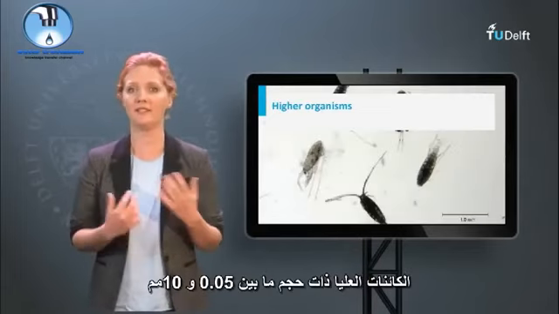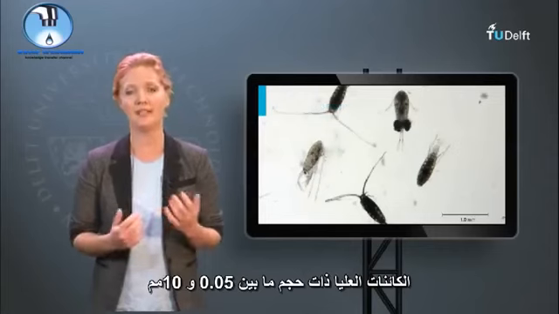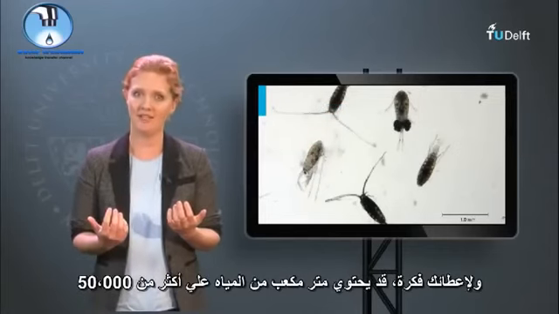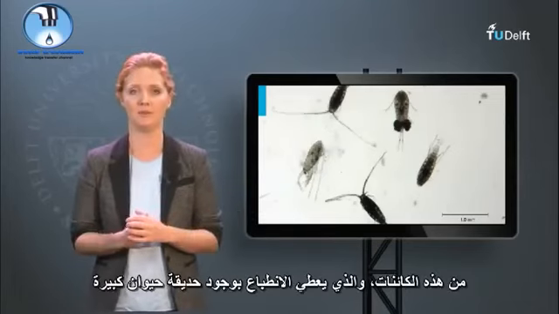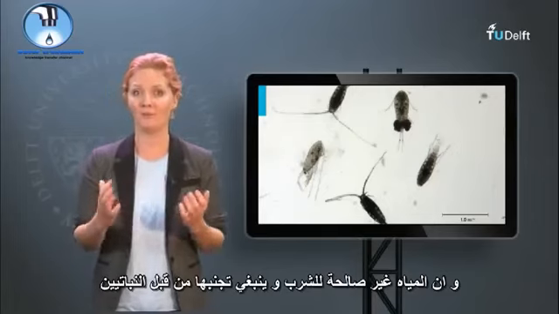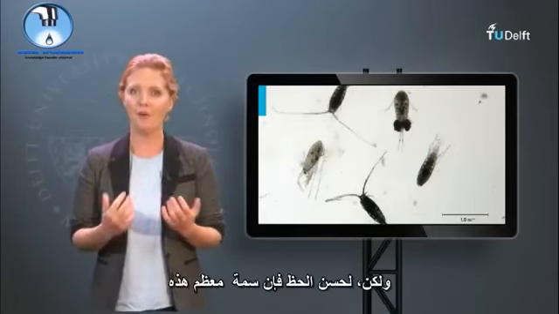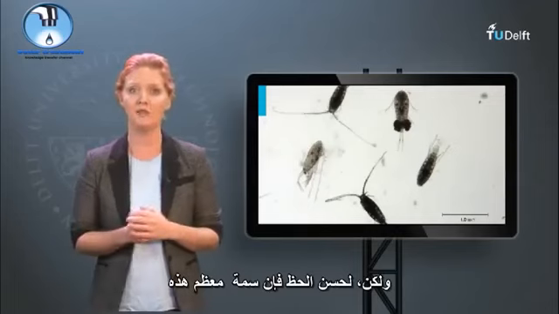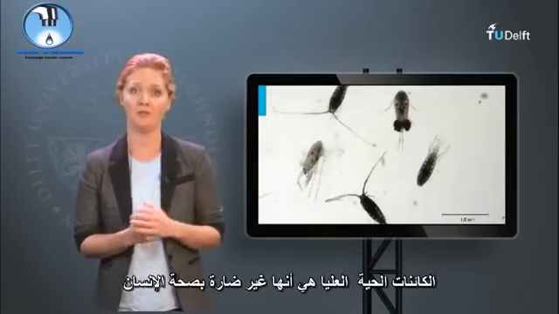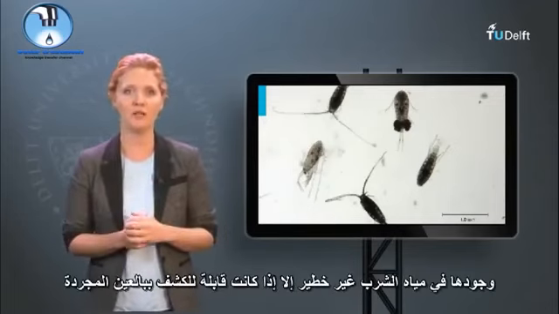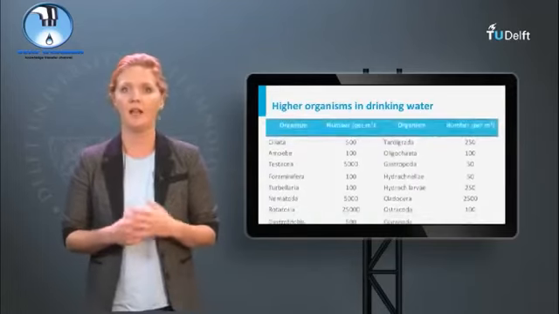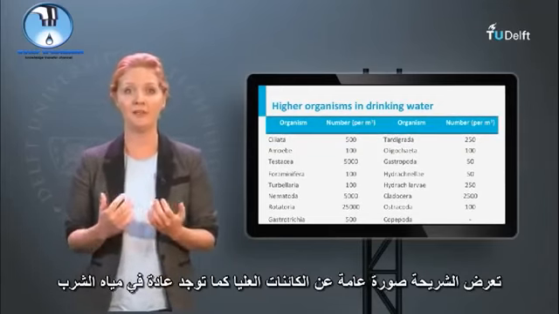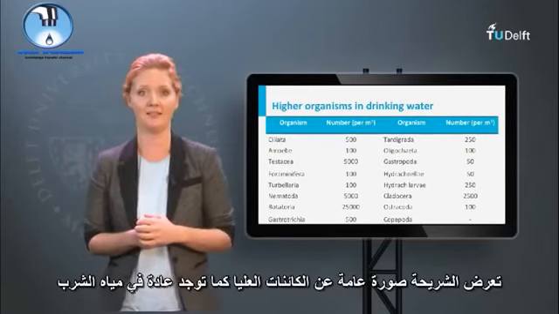While higher organisms have a size between 0.05 and 10 millimeters. And just to give you an idea, a cubic meter of water may contain over 50,000 of these organisms, which give you the impression of a large zoo and seems unsuitable for drinking and to be avoided by vegetarians. However, fortunately, a characteristic of most of these higher organisms is that they are harmless to human health. Their presence in drinking water is only aggravating if they are detectable by the naked eye. An overview of higher organisms as typically found in drinking water is depicted in the slide.